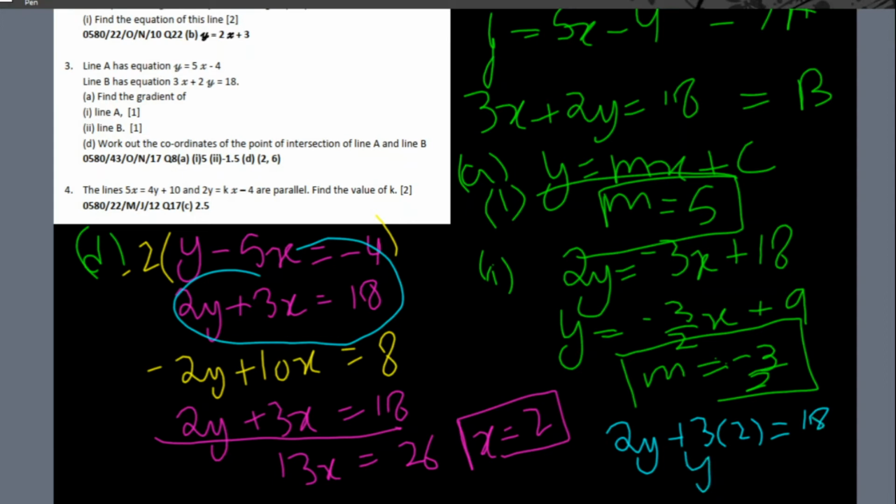So this will give us 18 minus 6 is 12. 12 divided by 2 is 6. So the coordinates would be (2, 6) should be the final answer. Remember to write the answer in the form of coordinates. Question number 4.